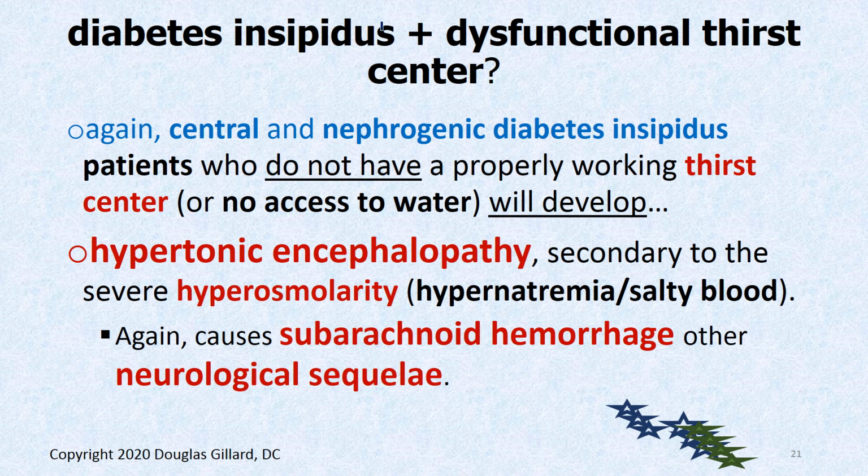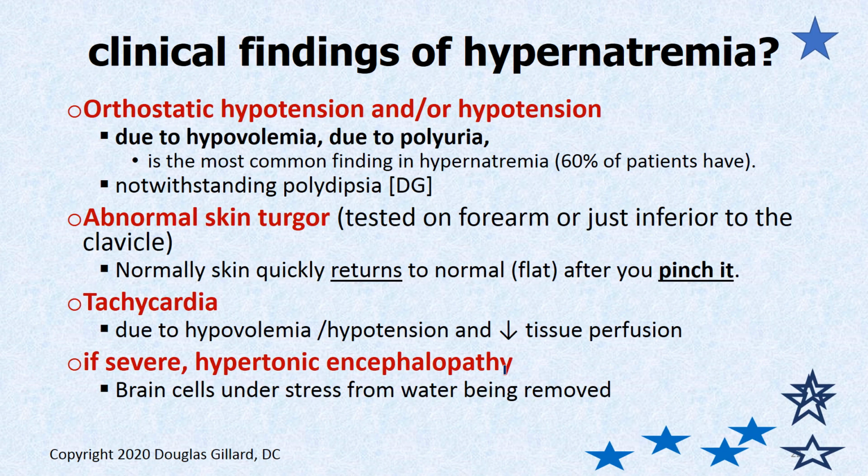Yeah, so diabetes insipidus plus dysfunctional thirst centers, kind of getting back to the general theme. If you have any type of diabetes insipidus and you have dysfunctional thirst centers where you don't get thirsty, there's a time you have to have functioning thirst centers or you are going to get hypertonic encephalopathy from hyperosmolarity or hypernatremia, too much salty blood. We kind of talked about that already, but I do like to repeat myself to let it sink in. And yeah, that shrinks the endothelial cells, and you can get a subarachnoid hemorrhage and the neurological sequelae.